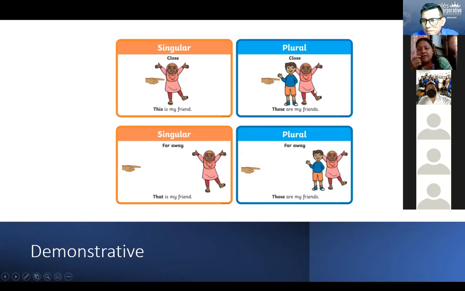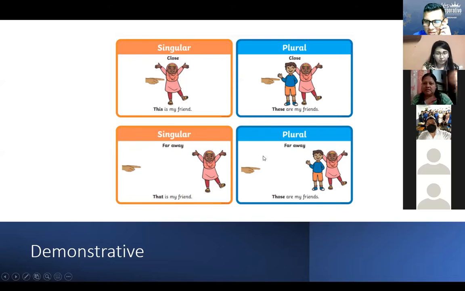There are my friends. ¿Cuántos demostrativos hay? ¿Cuántos? One, two, three, and four. There are four.